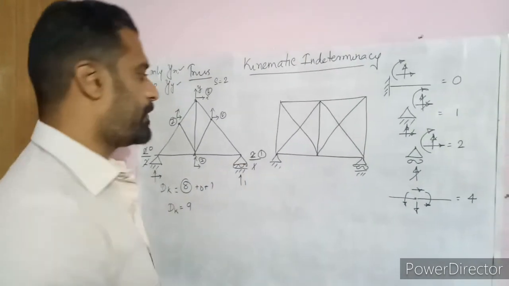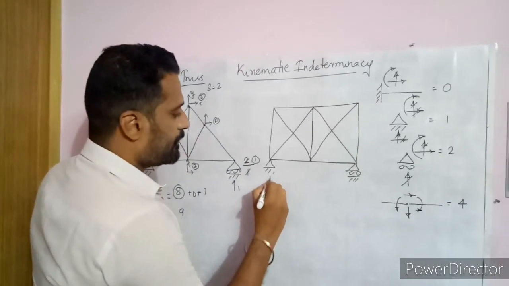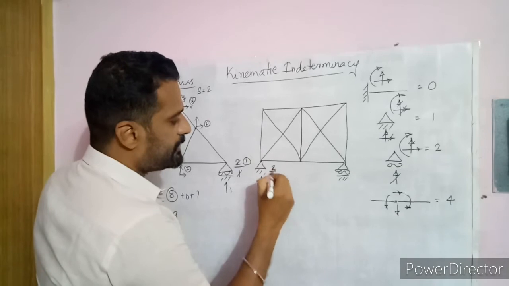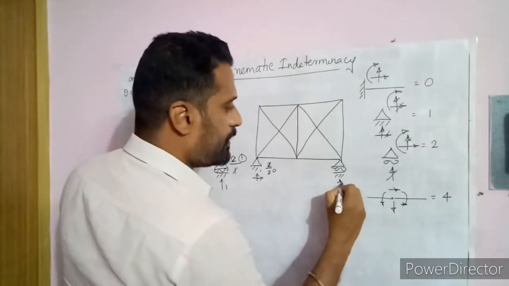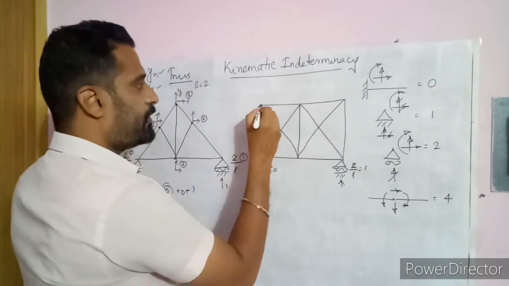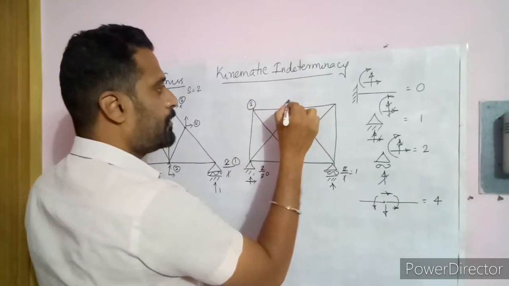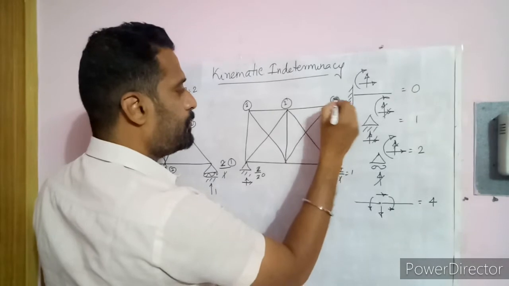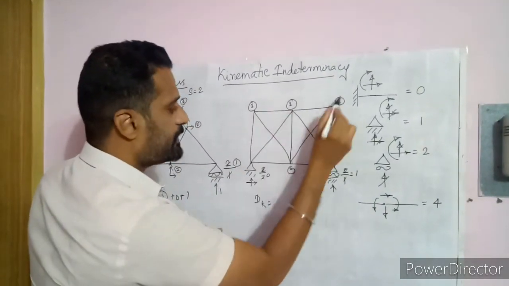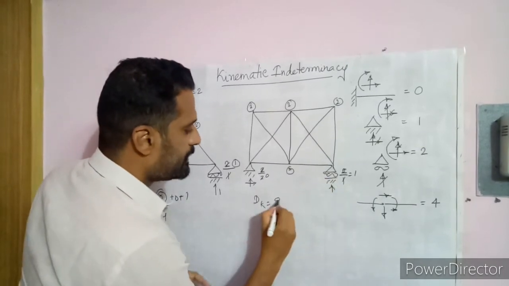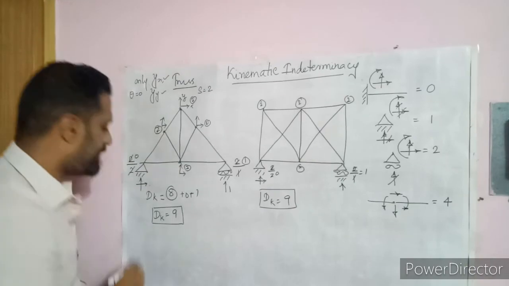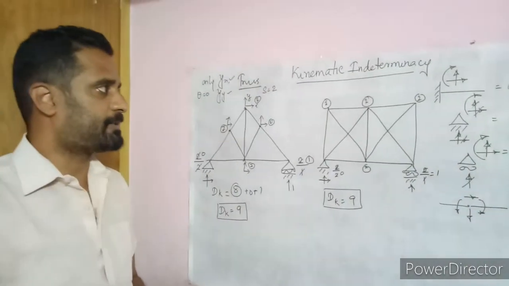So let me take this problem. So here also it's 1 and 2. So 2 by 2, obviously this equation is 0. So here it is 1. So 2 minus 1 which is 1. So for this joint it's 2, 2, 2 and 2. So therefore degree of kinematic indeterminacy is 2, 4, 6, 8 plus 0 plus 1 which is 9. So this is how we are calculating the degree of kinematic indeterminacy for a truss.